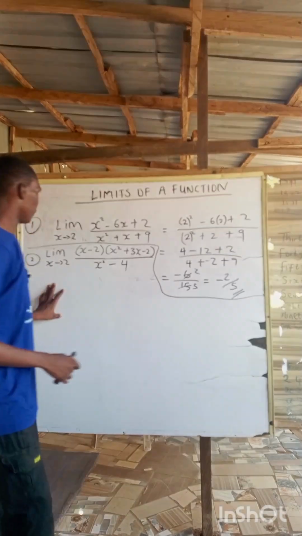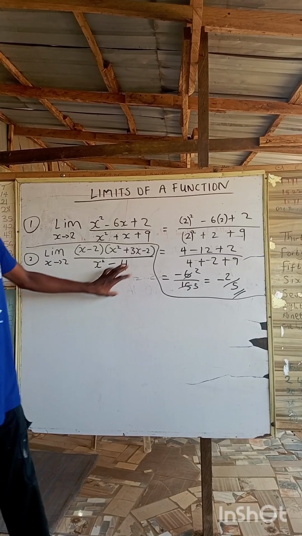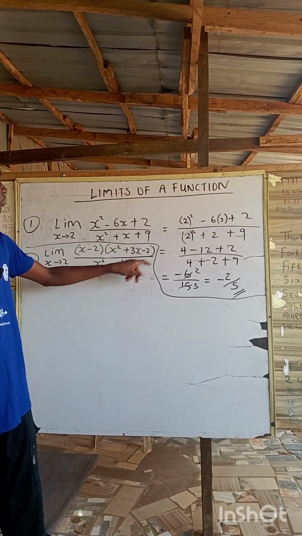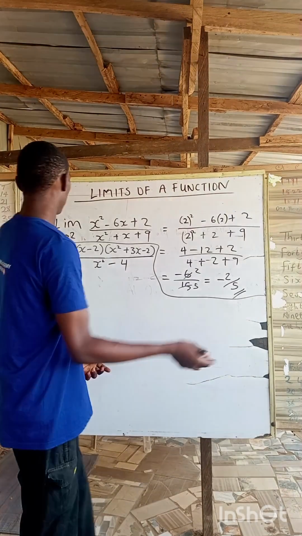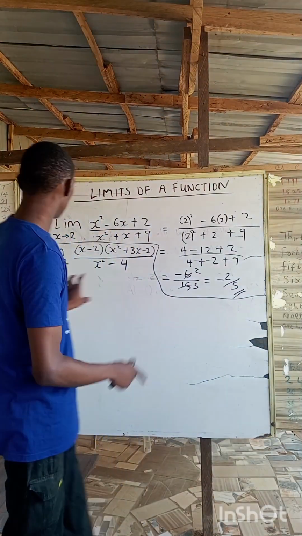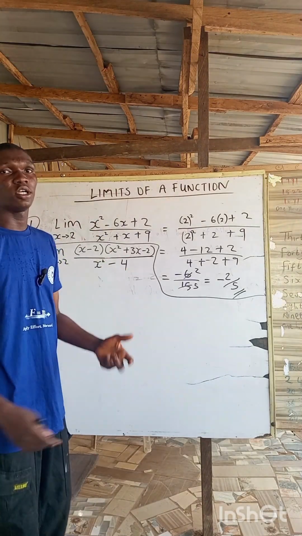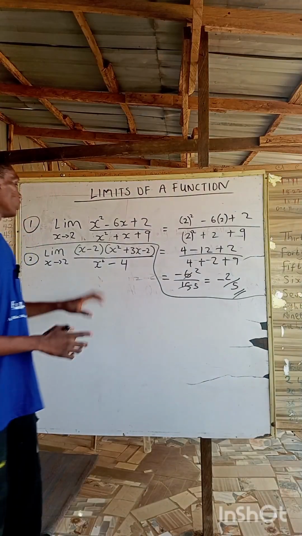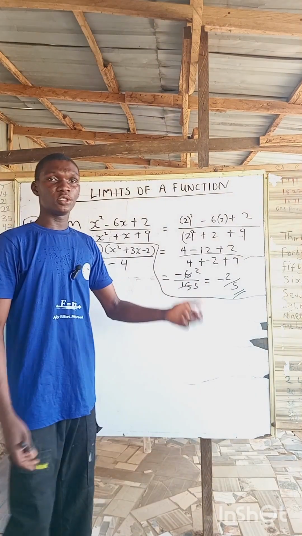Alright, let's take example 2. They give us the limit as x tends to 2 of (x minus 2) times (x squared plus 3x minus 2) over (x squared minus 4). Substituting directly into this function gives us 0 by 0. So we can use the difference of two squares for the denominator.